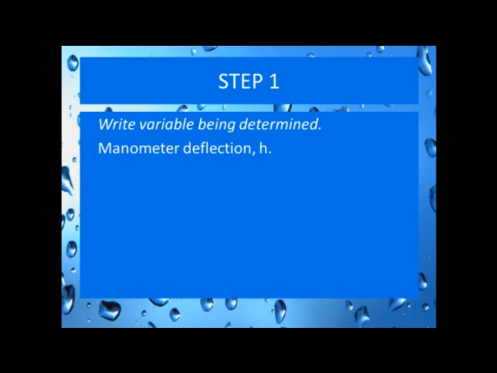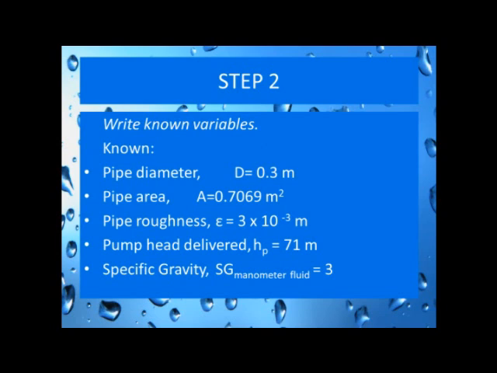In step 1, we are writing the variable being determined. This is H, the manometer deflection. In step 2, we will write the known variables. This includes the pipe diameter, the pipe area, the pipe roughness, the pump head delivered, and the specific gravity of the manometer fluid.